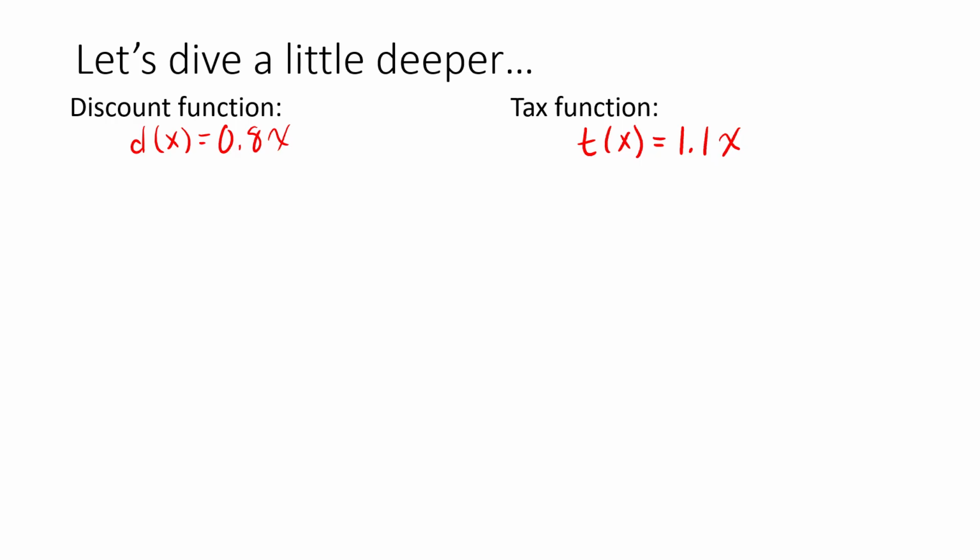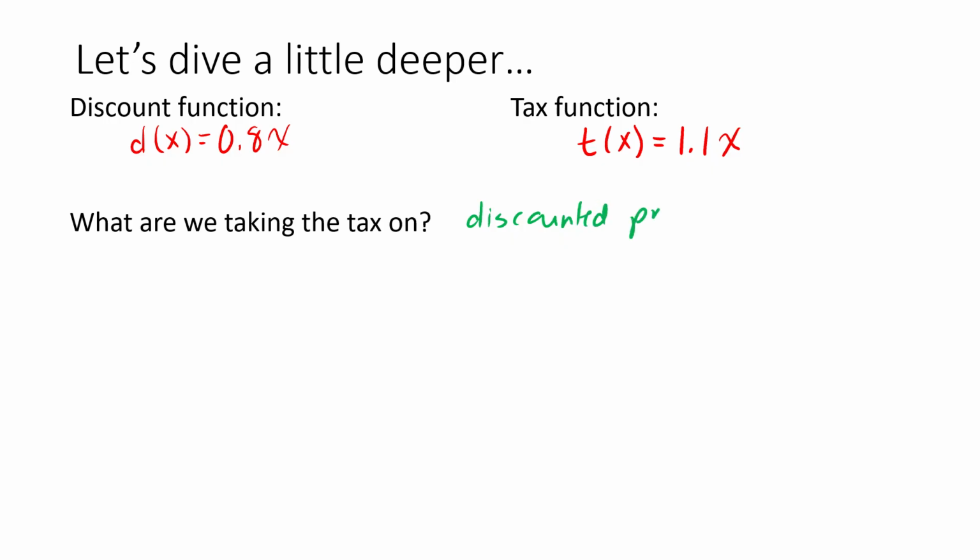Now, these are two separate things, and we are going to combine them. So the question we want to ask ourselves is, what are we taking the tax on? Well, we are taking the tax on the discounted price. And that's where we get this order. We're going to take the discount, take the answer to that, and put it into the tax. We did that before because we took the 20 and carried it over.